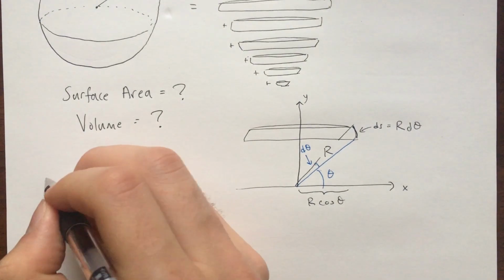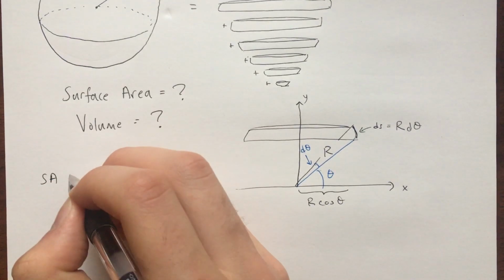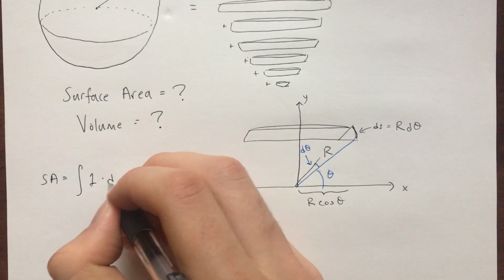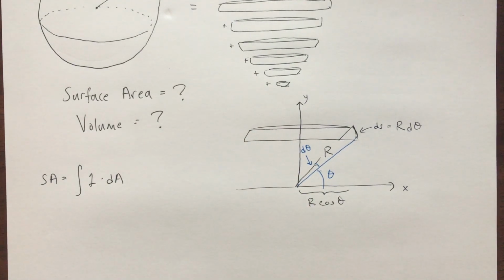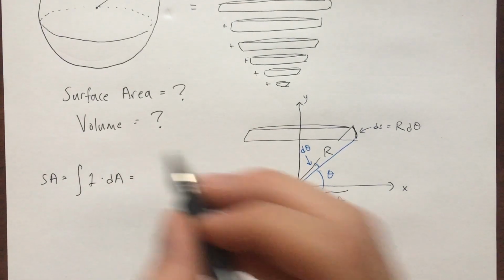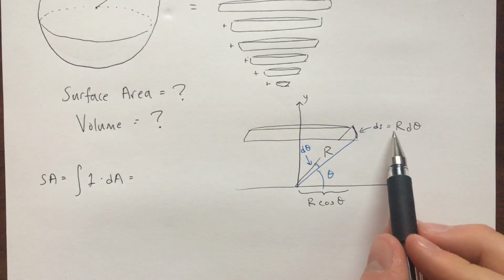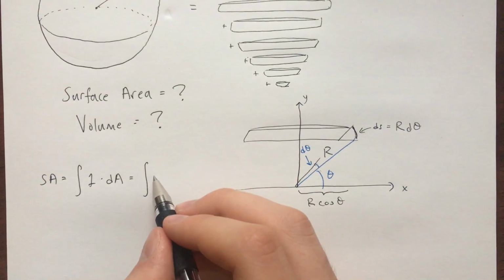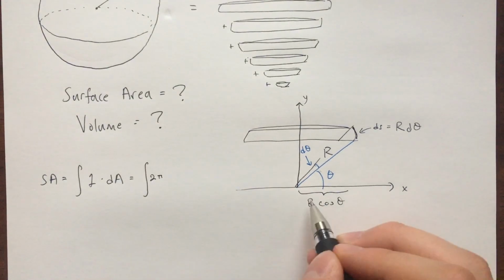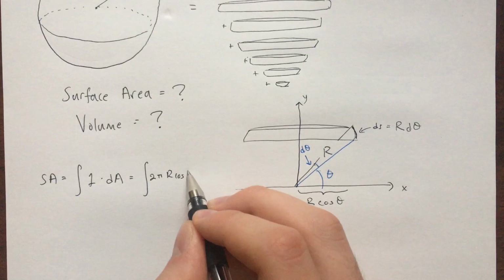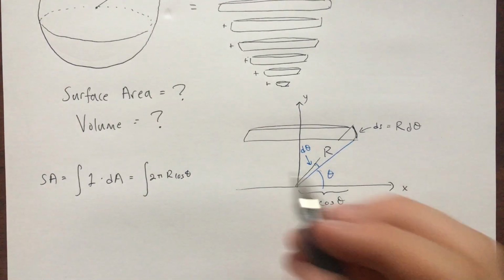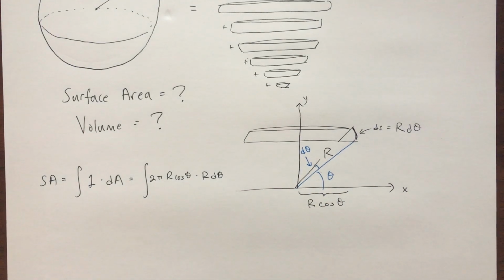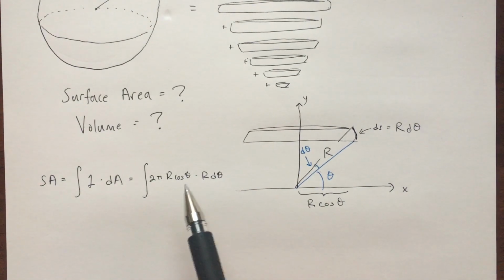So then let's find the surface area. Surface area is equal to 1 times dA, and dA is going to be the circumference times ds. So the circumference is going to be 2 pi times the radius, r cosine theta, and ds is going to be r d theta. And now we're going to be in the theta world.